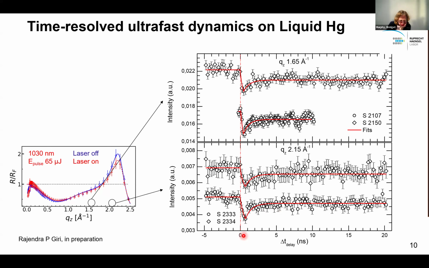We don't have all the explanations, but it definitely seems that there is less of an effect at the front. So it's not a heat-driven process. It's really an electronic excitation of the layering peak. Otherwise, we would see the same behavior at the lower Q values. So that's just to help you understand what we can do with the time-resolved method.